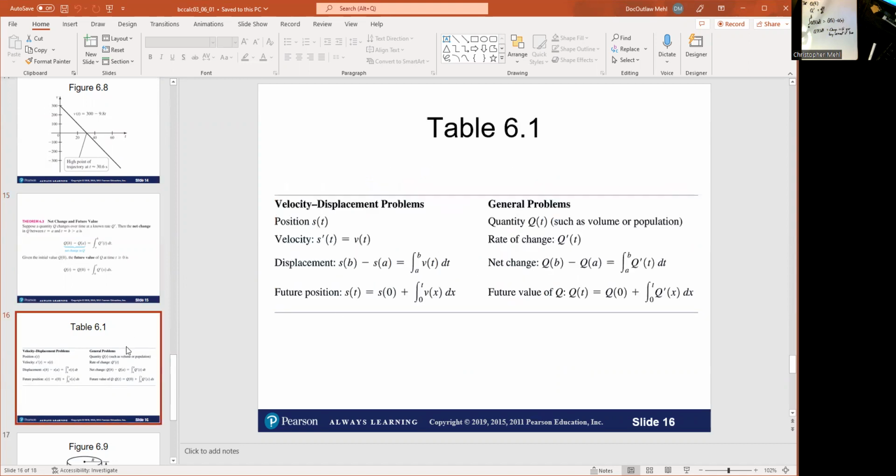Now we can roll everything together into the following table for velocity displacement problems. Position s of t, velocity s prime equals v of t, displacement is the integral of velocity, and the future position is the integral of velocity plus the initial position. That extends to general problems, whether volume, population, whatever Q is. If I have the rate of change, the net change is the integral of that rate of change, and the future value is given by that integral plus the initial value of Q.